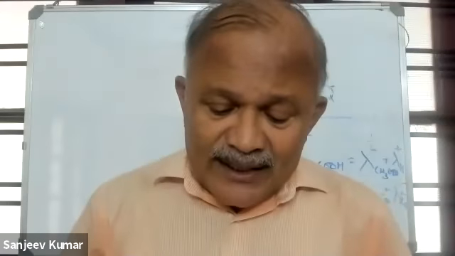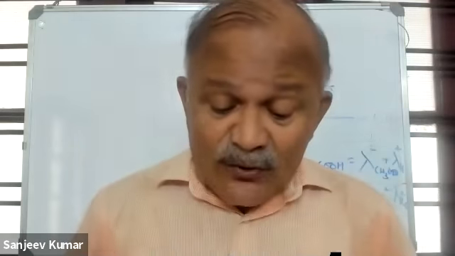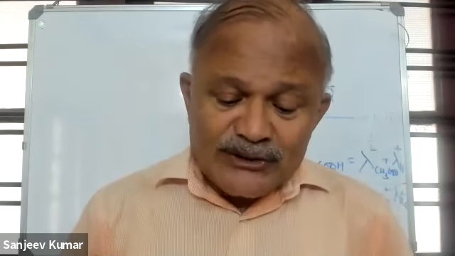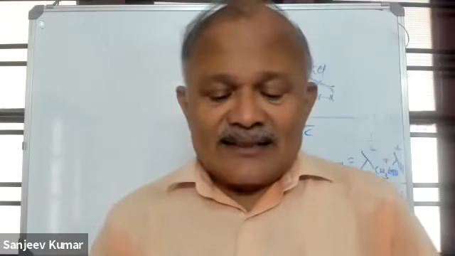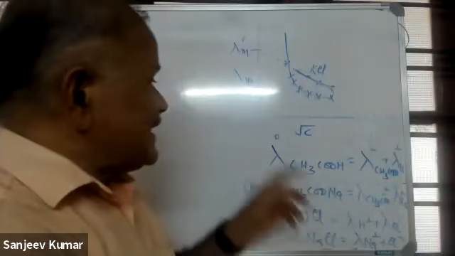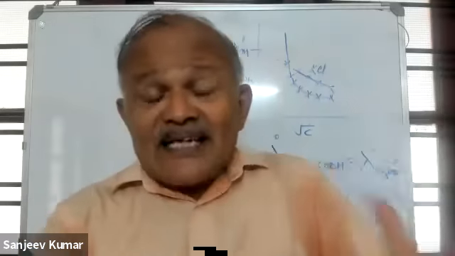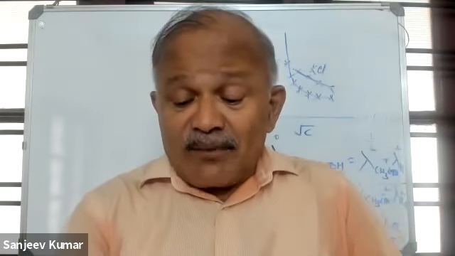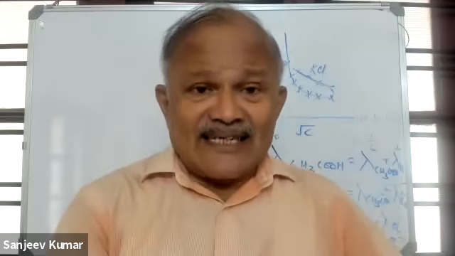0.2964 gram of copper was deposited on passage of a current of 0.5 ampere for 30 minutes through a solution of copper sulfate. Calculate the oxidation state of copper. The equation is W equals E by F into I into T. But E is equal to the atomic mass by the valency. Then you will get the valency.